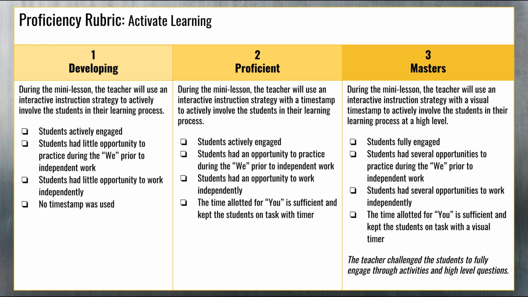At the conclusion of this course, you'll have an opportunity to demonstrate your understanding of the stated learning objective by participating in a demonstration lab that's sponsored by Region 11 certification team. During the demonstration lab, you'll present a 10-minute mini-lesson in which you model the use of interactive instruction with a timestamp to introduce a task or skill. You'll receive feedback based on the proficiency rubric you see on the screen. To earn credit for this course, you must score at the proficient or master's level.